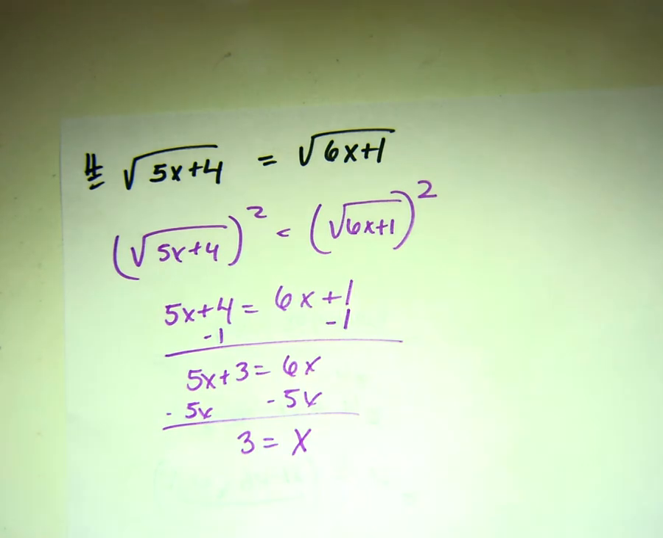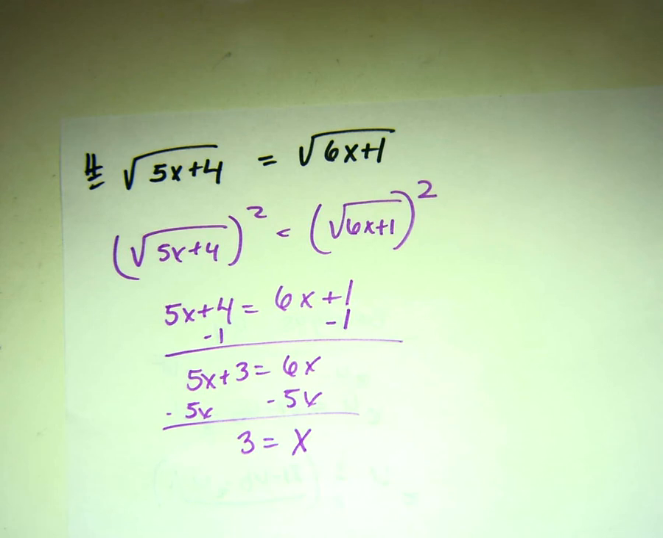Here's another where you have to square on both sides. So notice how you did 5x plus 4 squared and then 6x plus 1 squared. That cancels the radicals. Now you are left with 5x plus 4 equals 6x plus 1. Well, I'm going to subtract 1 from both sides to combine my like terms. So that's what I did right here. So now we're left with 5x plus 3 equals 6.